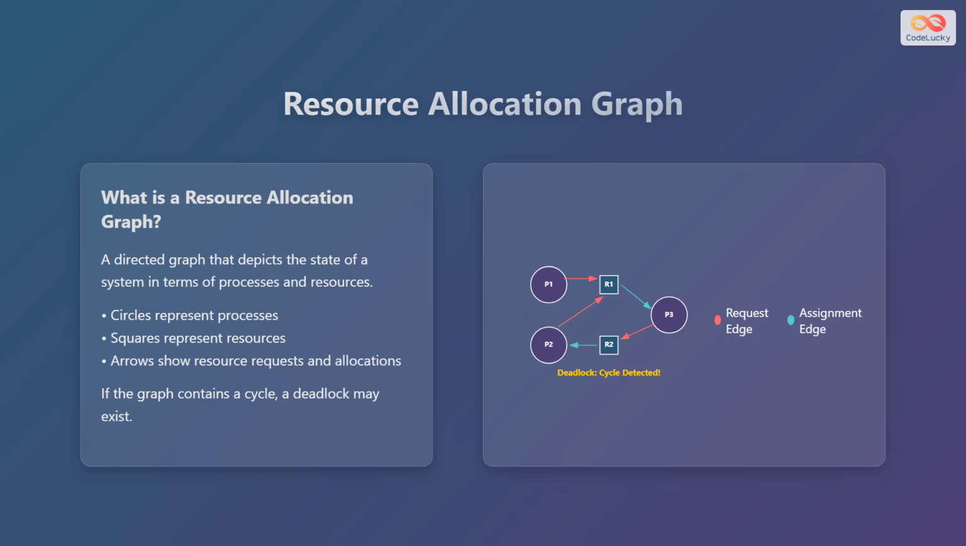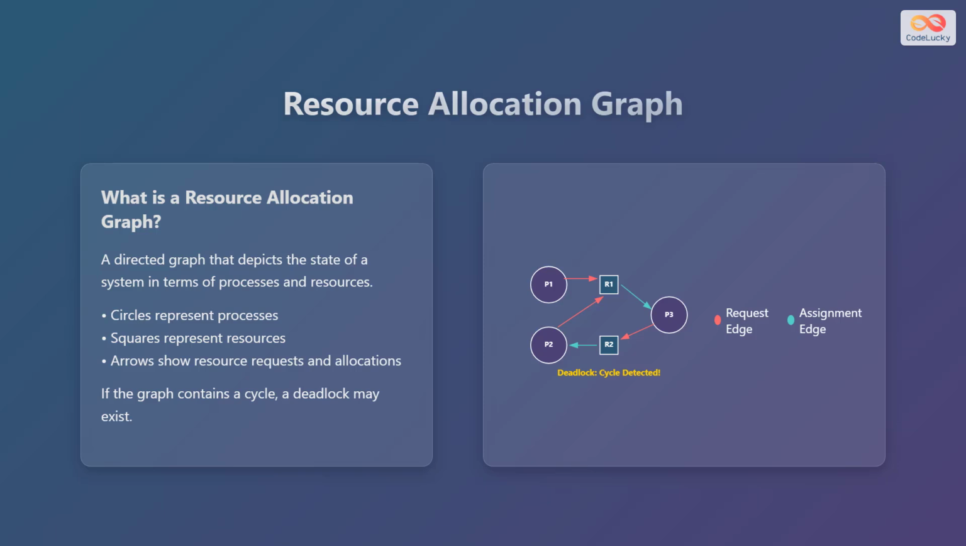A resource allocation graph is a directed graph that depicts the state of a system in terms of processes and resources. Circles represent processes. Squares represent resources. Arrows show resource requests and allocations. If the graph contains a cycle, a deadlock may exist.